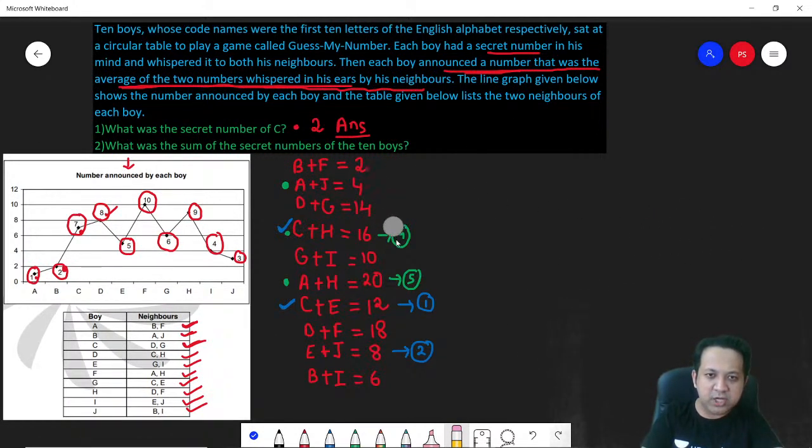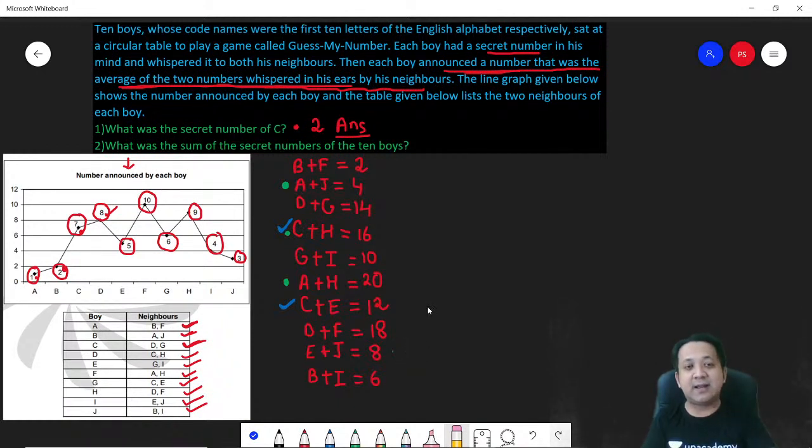Let's look at question number 2 now. What are they asking you in question number 2? They're asking you, what is the sum of the secret numbers of the 10 boys? So can I say sum means they're asking you A plus B plus C plus D plus E plus F plus I plus J, right?